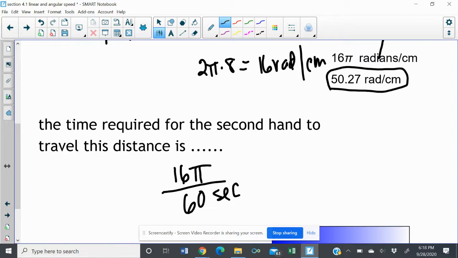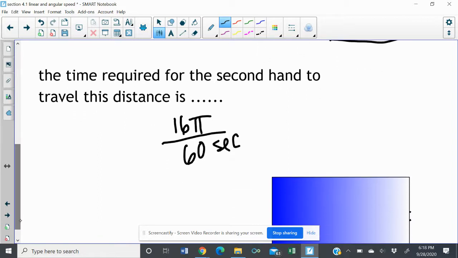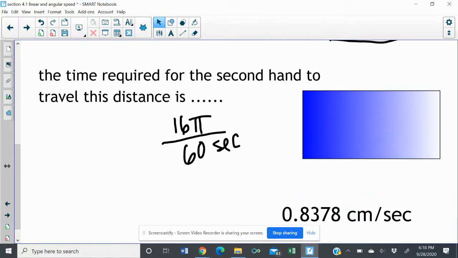So doing that out, we have 16 pi divided by 60 seconds, and we come up with this centimeter per second. And the centimeter is coming from this piece up here, right? We had 16 pi centimeters, okay? So you want to multiply that out. So it takes 0.8378 centimeters per second for the second hand to go around when the radius is 8 centimeters.